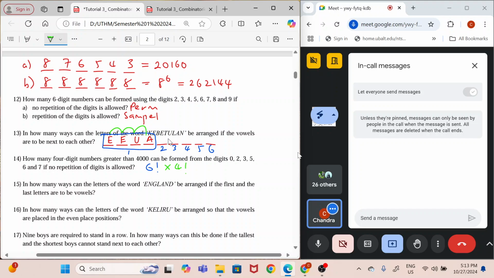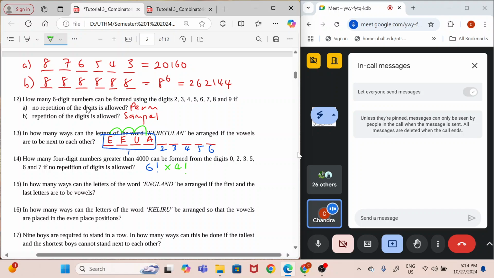What I do first, they say vowels are next to each other. Okay, next to each other. In this case, we have to put all the vowels together, one gang. We have to consider this as one gang. That's why I put 1 here. The rest is 2, 3, 4, 5, 6. Okay, how many ways can they permute? 6 factorial. Okay, inside the vowels, they can interchange themselves. How many ways? 4 factorial ways.